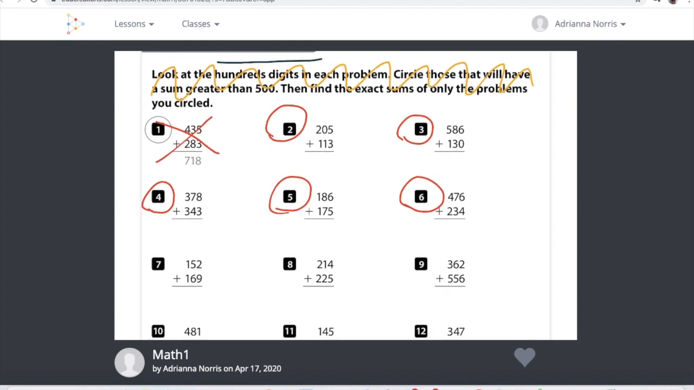So let's go ahead and start with number 2. With this problem, I am going to show my work without writing it on the side. So, here we go. Always start in my ones place.